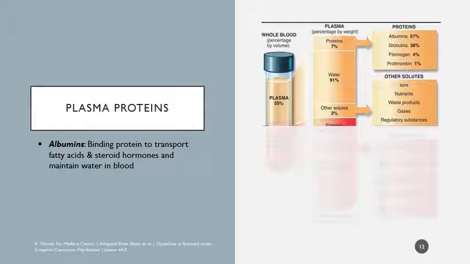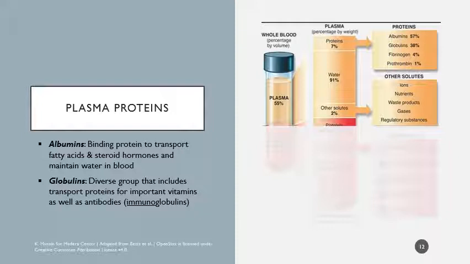So what it is, is a binding protein. Remember that if something is fat-based, it doesn't really play well with the cytosol or the extracellular fluid. So this is basically a chaperone. It goes and it picks up the fatty acids or the steroid hormones and gets them where they need to go. It also helps maintain water in blood. So it's kind of like an Uber driver. It picks up those things that can't get somewhere on their own and takes them there.